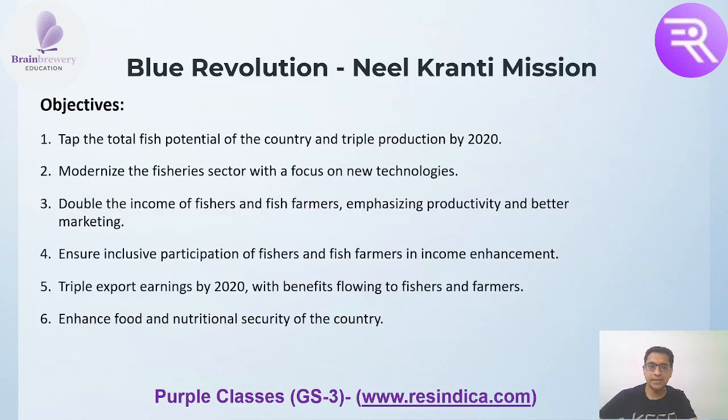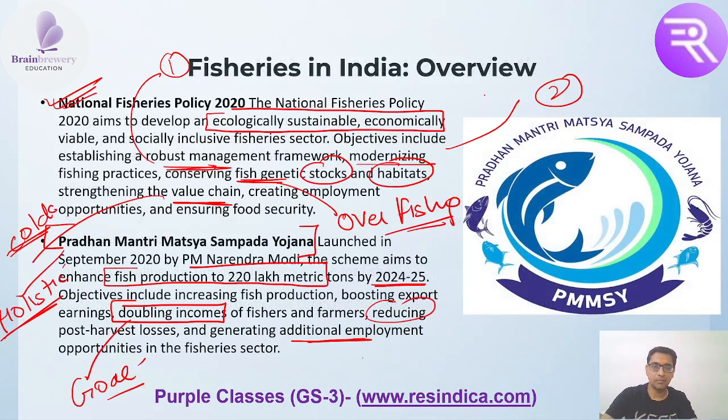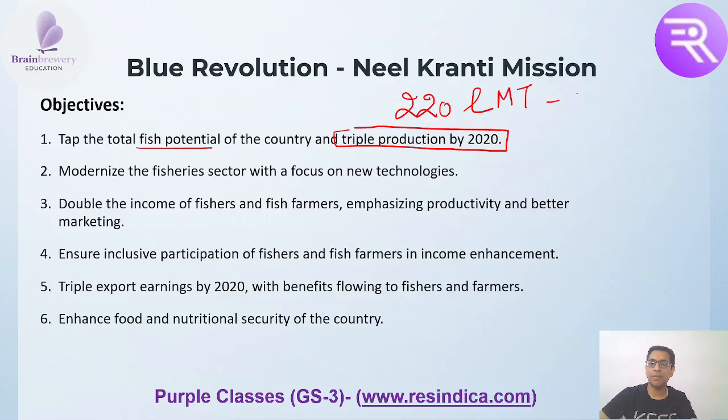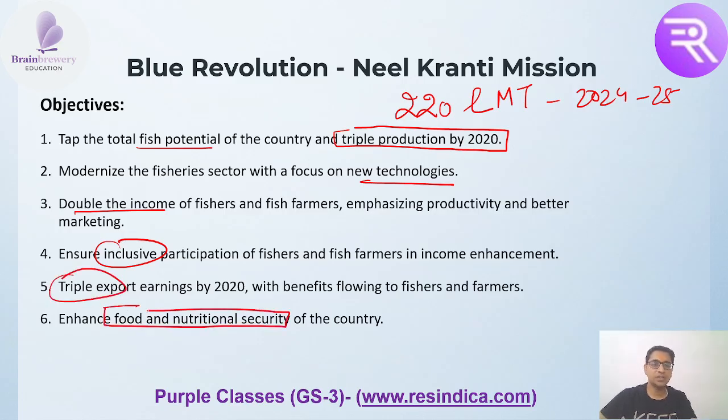So when we say this, what objective did we want to achieve? Total fish potential we have to triple by 2020. That was a target that they had taken, but right now we are focusing under Pradhan Mantri Matsya Sampada Yojana on 220 lakh metric ton by 2024 and 2025. New technologies, double the income, inclusivity, triple export, food and nutritional security.